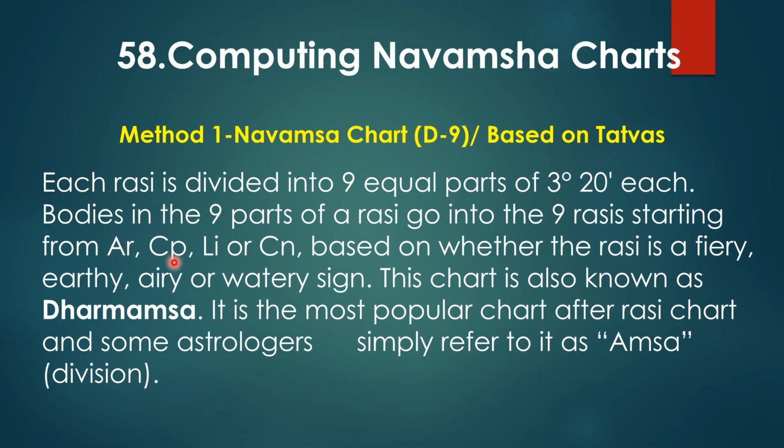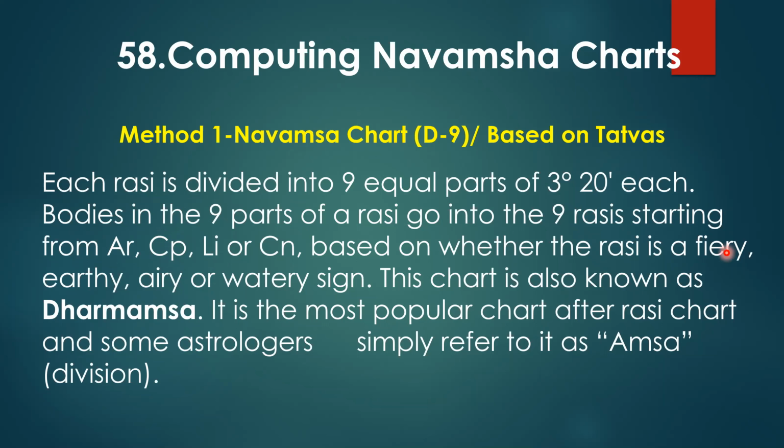Whatever planet is placed in Capricorn, what are the earthy signs? Capricorn, Taurus, Virgo, yeah. These are the three signs that we call the triangles, 1-5-9. From Capricorn, 1-5-9 is Capricorn, Taurus and Virgo. These are the earthy signs. Whoever is placed in these three signs, you need to start counting from the Capricorn. These are the formulas I'm giving to you.